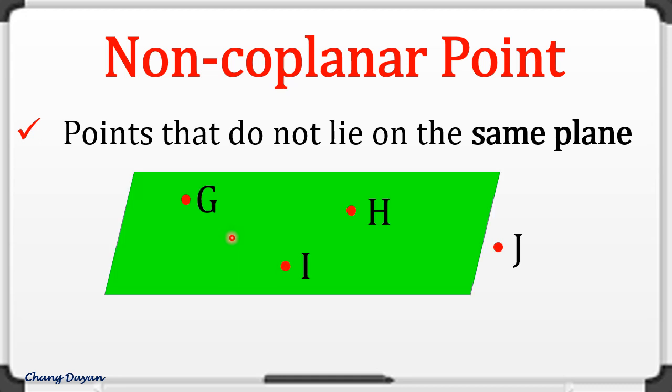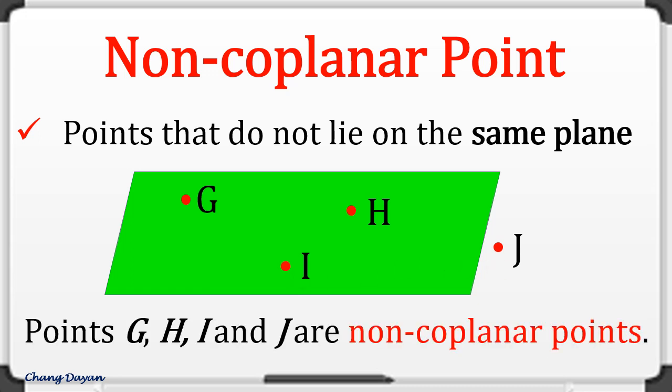Example, this one. So we have here 4 points: point G, point I, point H, and point J. Our coplanar points here are points G, H, and I. But there is one point outside the plane, making these 4 points non-coplanar points. So point J did not lie on the same plane.